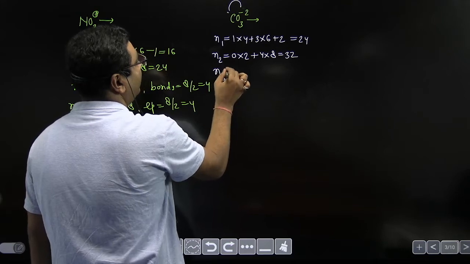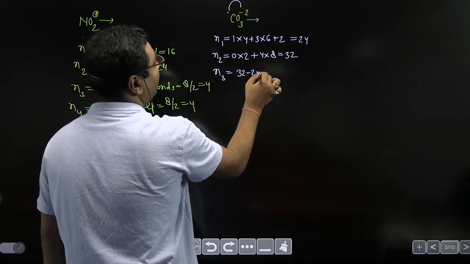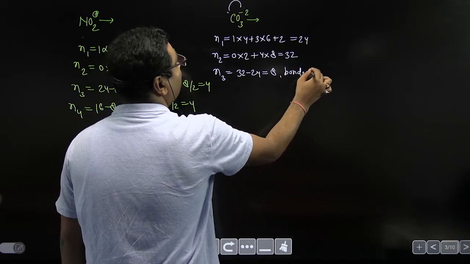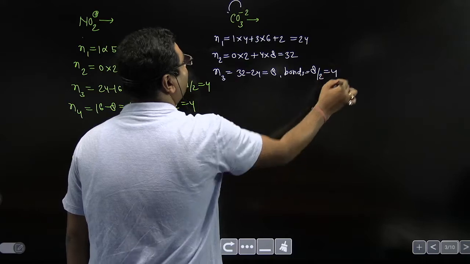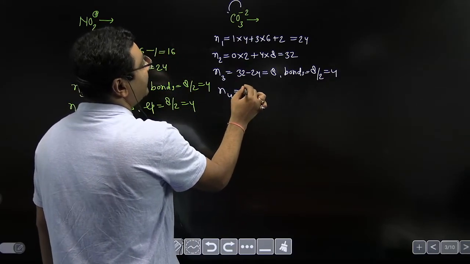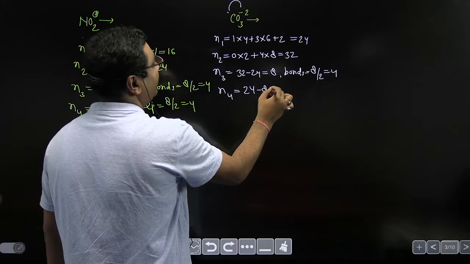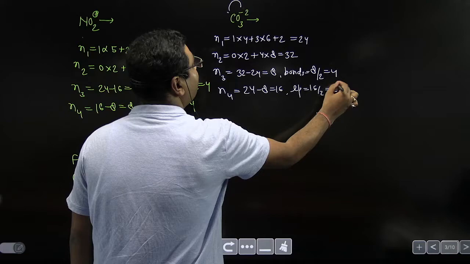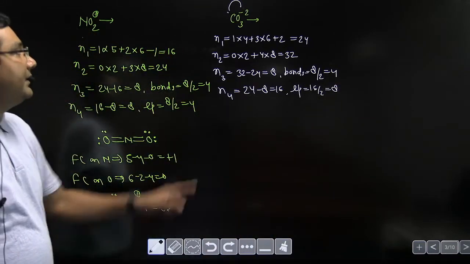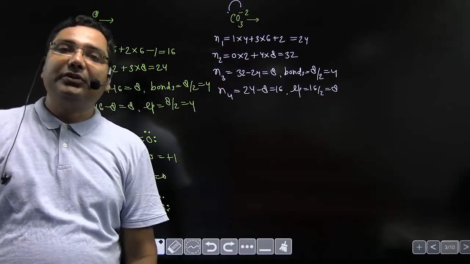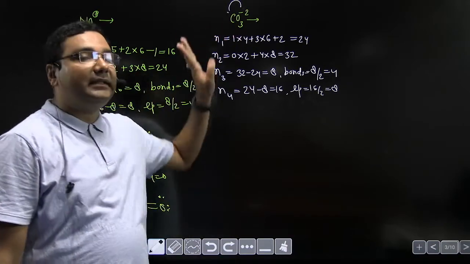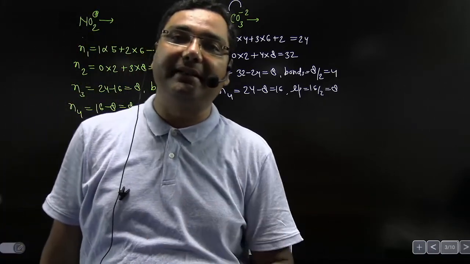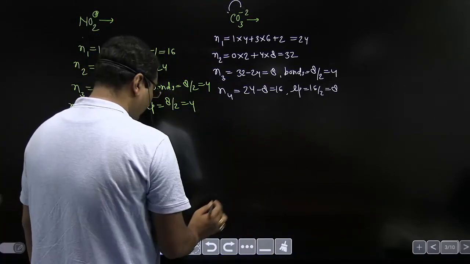Now N3 equal to 32 minus 24 equal to 8, so bonds equal to 8 by 2 means 4. Now N4 equal to N1 minus N3, 24 minus 8 equal to 16. So lone pair electrons equal to 16 by 2 means 8. You can see in carbonate, CO3 minus 2, the central atom is carbon, and carbon is attached with 3 oxygen with the help of 4 bonds. It means 1 oxygen by double bond and 2 other oxygen by single bond. So the structure of CO3 will be like this.